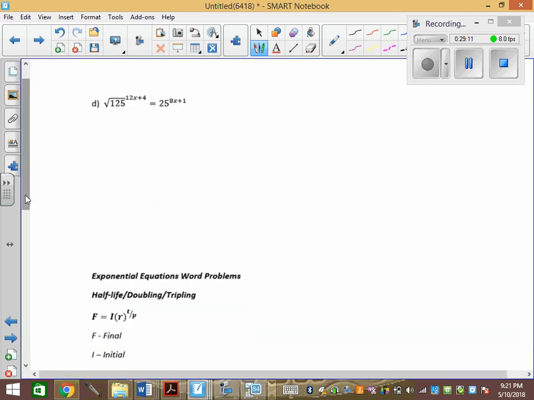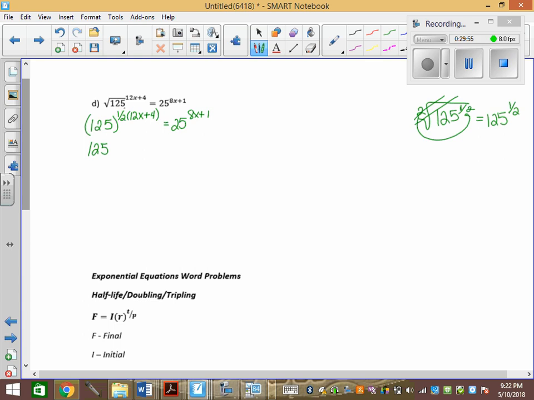Okay, last one. If we have the square root of 125, remember in grade 10 you were taught that the square root is just to the exponent 1/2. So if I have the square root of 125, the index on 125 is 2, the exponent on 125 is 1. You drop the index underneath, and you're left with 125 to the 1/2. So that's what we're going to replace the square root of 125 with. Whenever it's the square root, it's always to the 1/2. So 125 to the 1/2, 12x plus 4 equals 25 to the 8x plus 1.